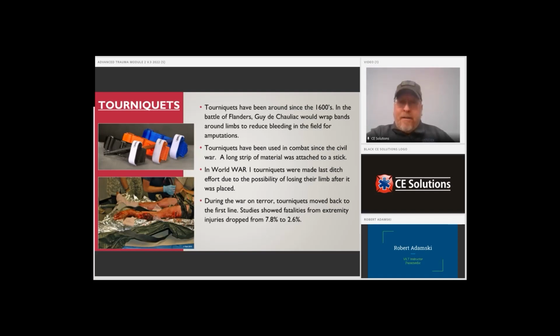And if you look at that final bullet point there on the slide, it's important because what we found was that during the war on terror, from Iraq and Afghanistan, the fatalities from extremity injuries after we implemented the widespread common use of tourniquets dropped from just under 8%, 7.8%, all the way down to 2.6%. That is a statistically significant drop. That is a lot of lives that were saved due to the use of tourniquets.